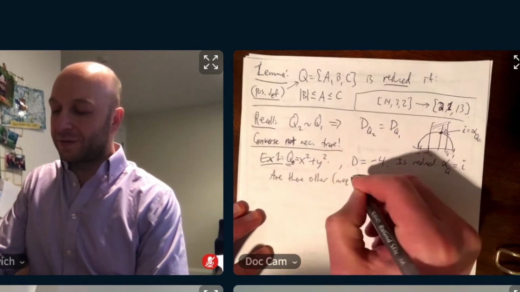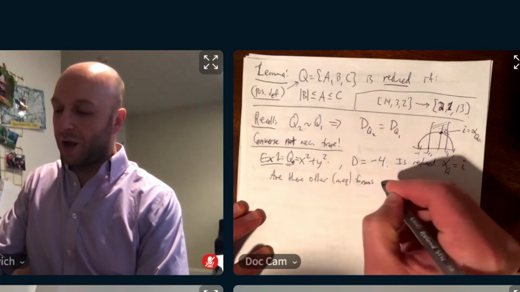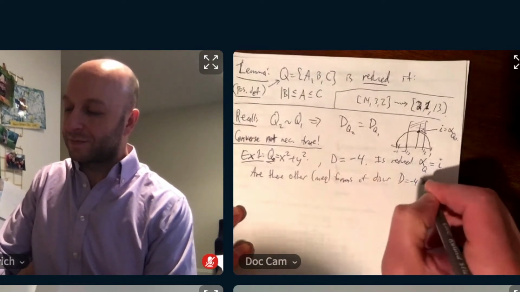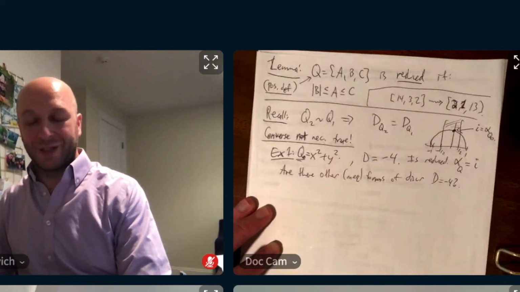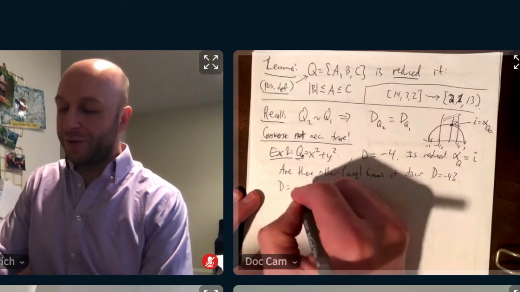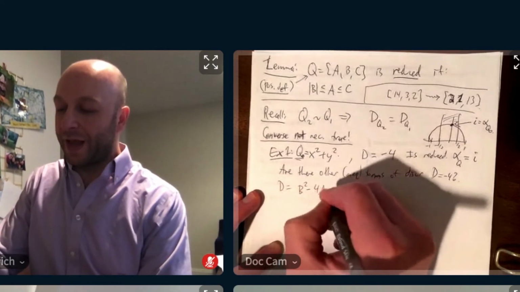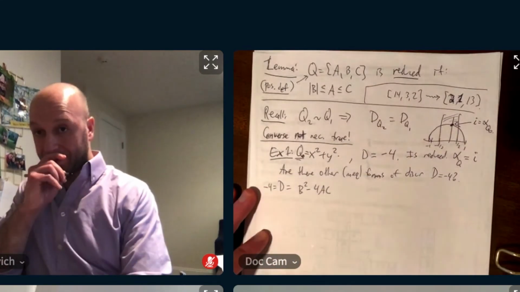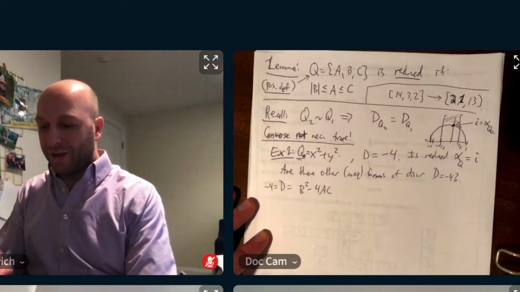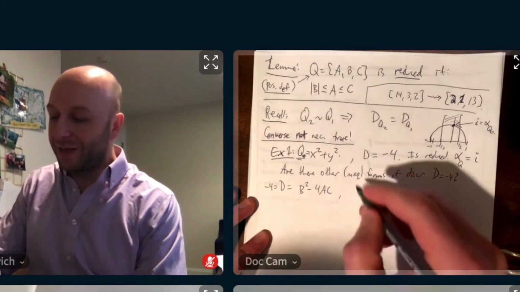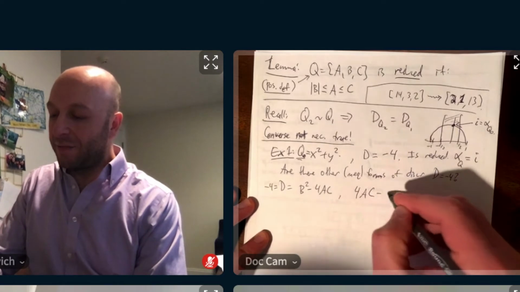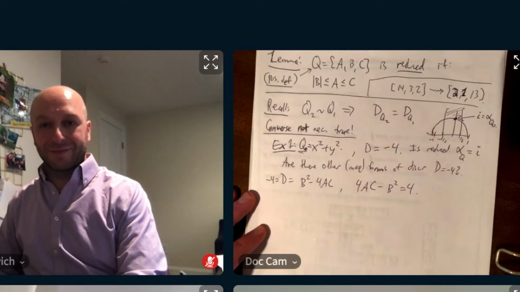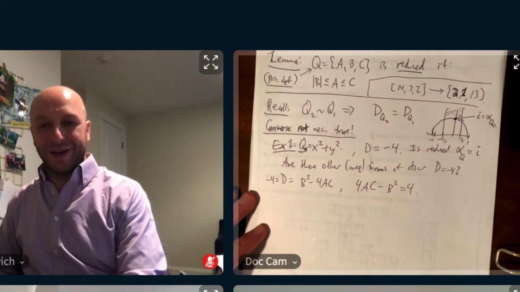So are there other inequivalent forms of discriminant negative 4? So let's think about this. D is equal to b squared minus 4ac, and D is supposed to be negative 4. Well, I don't like that minus sign. Let's flip things around. That means 4ac minus b squared needs to be 4. You see that?